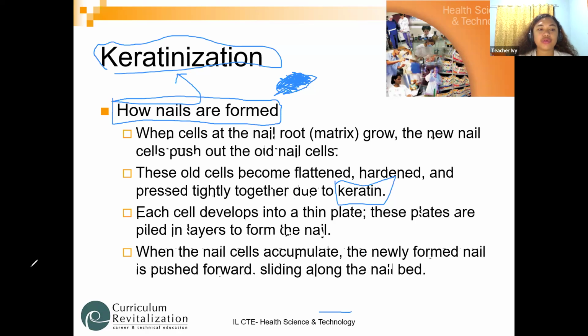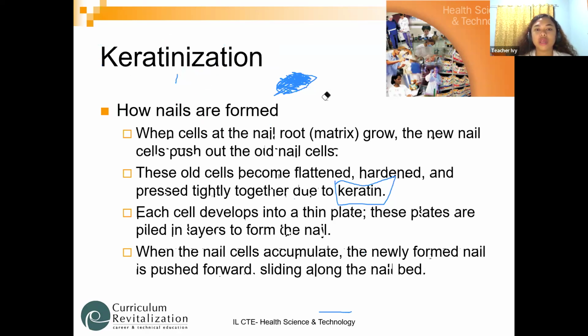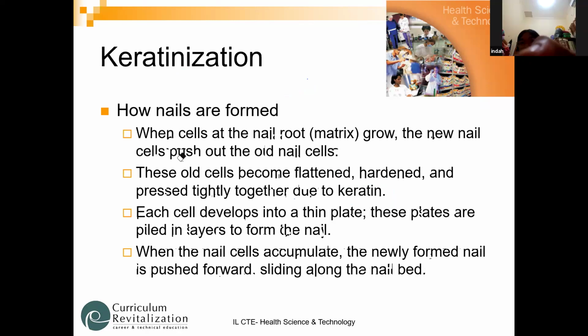Now, let us go to the next slide. Again, what do you call the process wherein nails are formed? Keratinization. Very good. That is correct. Now, let us proceed.